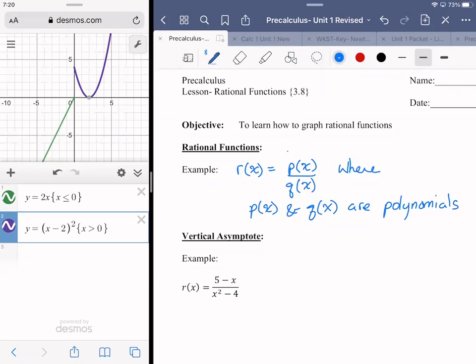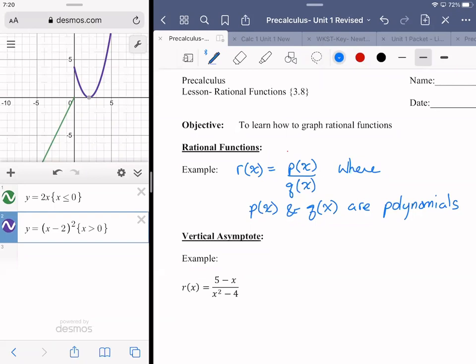The only thing that we're going to do before the end of this unit is learn about vertical asymptotes, horizontal asymptotes, and what's called end behavior. We're keeping it simple because there are some things we have to learn about polynomials in the second unit that are necessary in order to understand rational functions. Question?